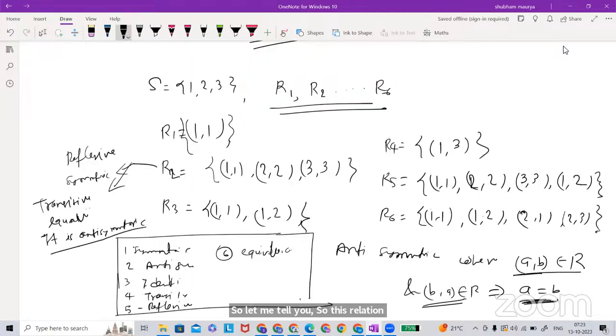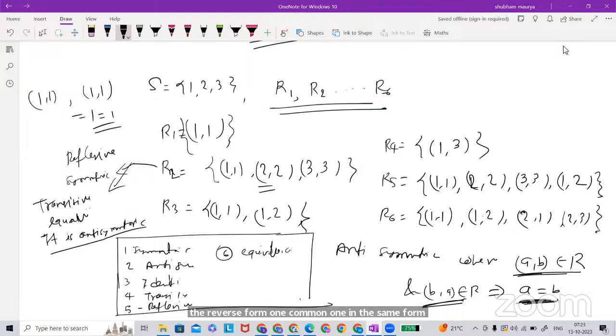Why is it so? This condition says if AB and BA both are there, then they are equal. If 1, 1 is there, and you think in the reverse form, 1, 1 in the same form, then 1 equal to 1 is given. Similarly for 2, 2, similarly for 3, 3. So this condition follows.